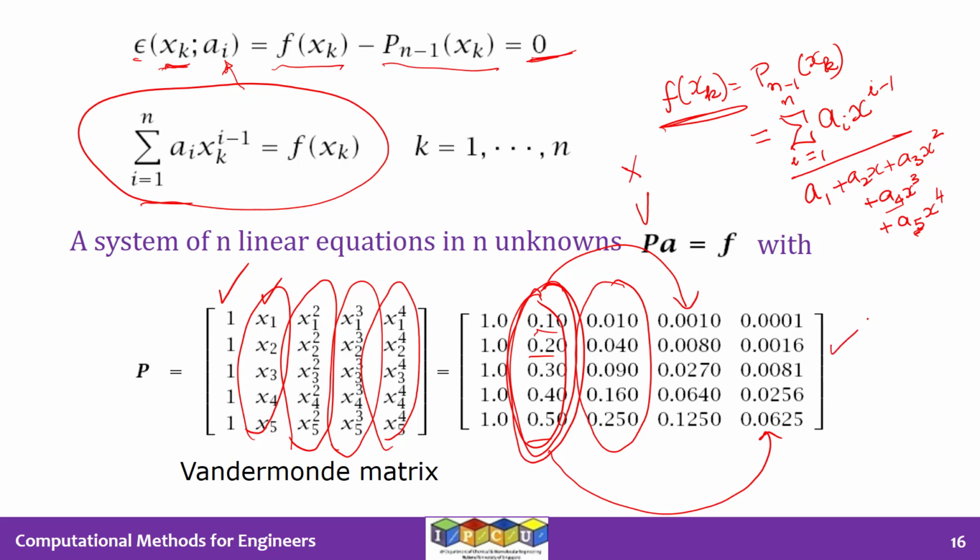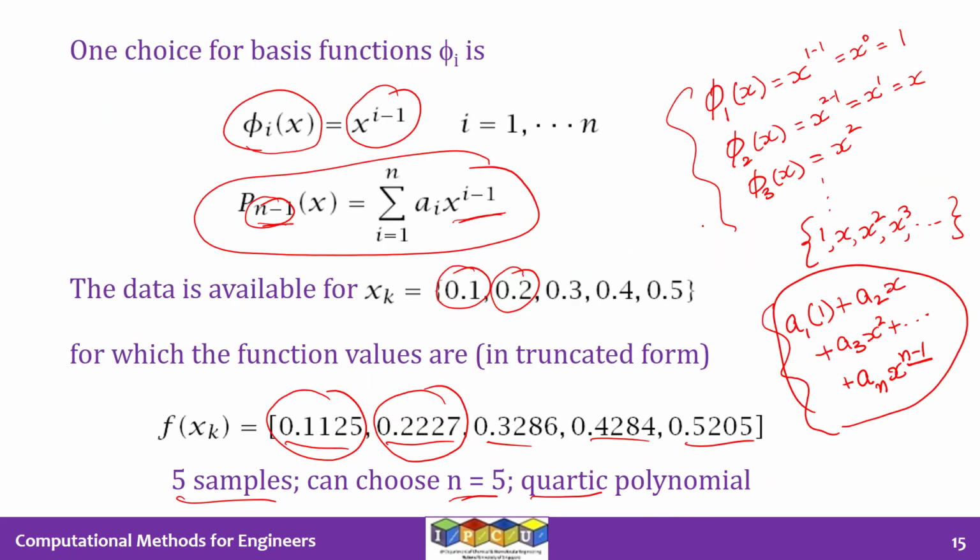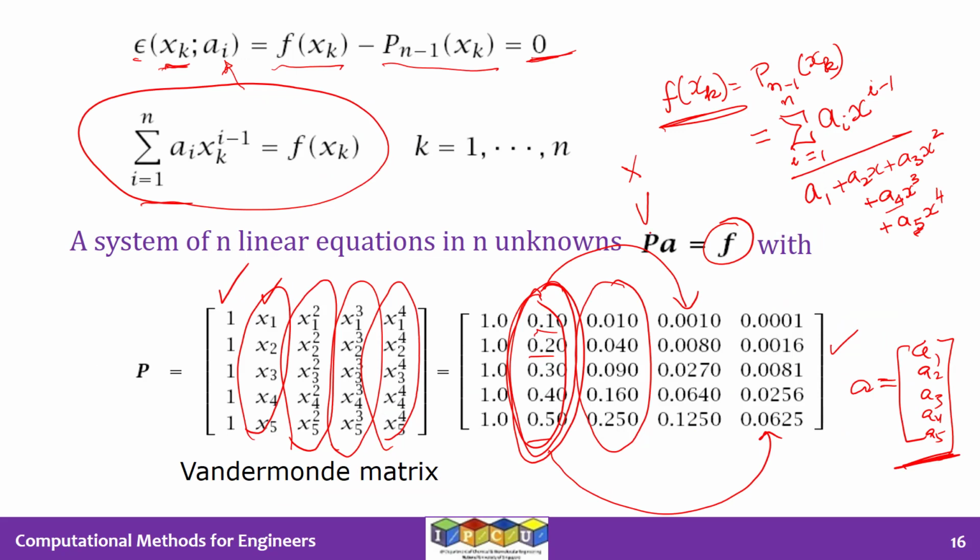Now A is A1, A2, A3, A4, A5. So the A vector is this, and this is what needs to be determined. And F is this basically, expressed as a column vector. Here it's given as a row vector. We have to express it in the form of a column vector. So we have this P matrix, this unknown A vector, and this known F vector. And therefore, you can find A as P backslash F or other equivalent operations.